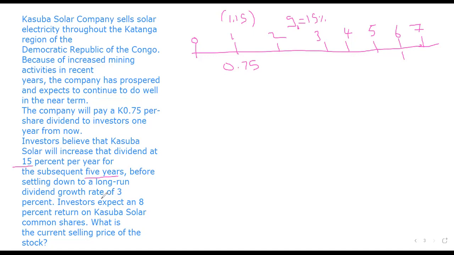Then thereafter, it drops to 3%. So 3% from this one goes down here, 3%. So from year 6 to year 7 we're going to multiply by 1.03, since it's dropping to 3%. Here it's 1.15. So what is 0.75 times 1.15? What are we getting here? 0.8625.